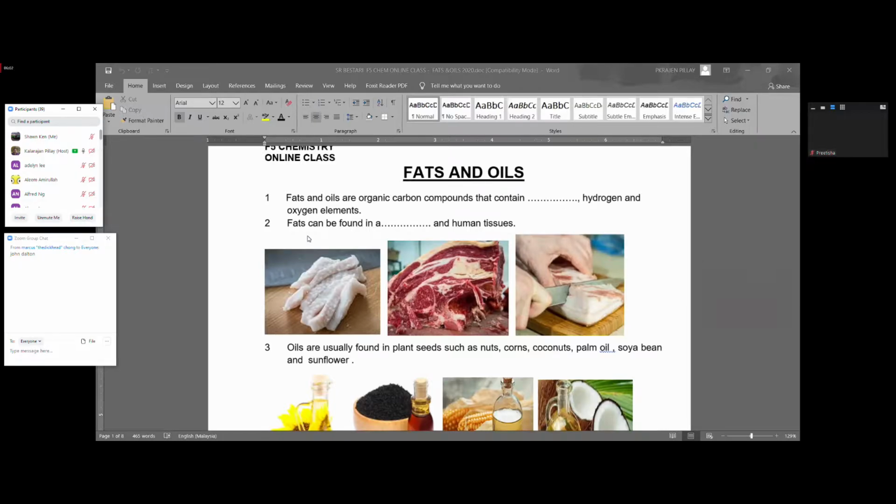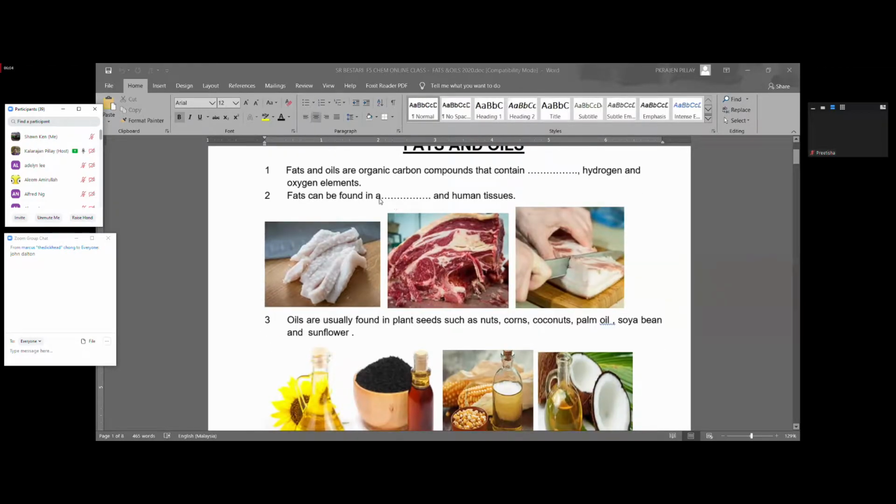Then number two, fats can be found in animal and human tissues. You don't find fats in plants, that is oil. When I say fats I'm talking of solid fats. These are all the animal fat. This is chicken fat. Can you see that? Found in maybe a piece of beef or mutton. And this looks like the fat found in pork. These are animal fats.